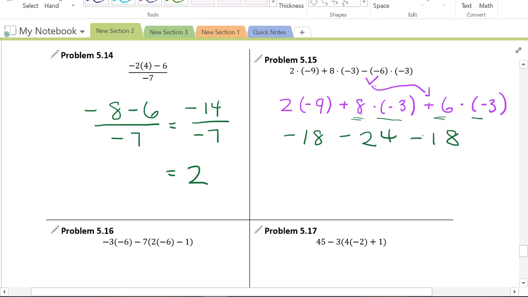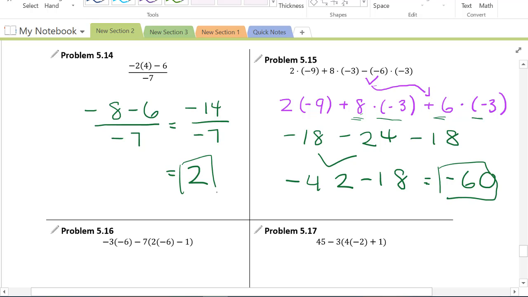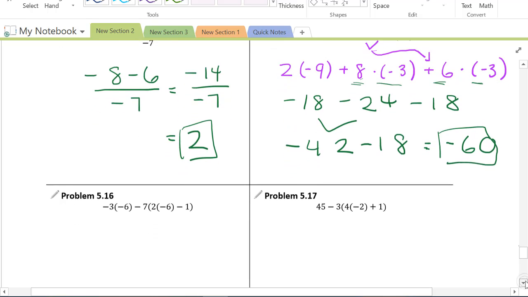Okay, now if you just come do this one now, that's going to give us negative 18 minus 24. So we're going to add, so that's going to give us negative 42, right? They're both negatives, minus 18, and that is going to give us a negative 60. Okay, negative, we add, we get negative 60. Let's box our answers here. Okay, let's go to the next one.